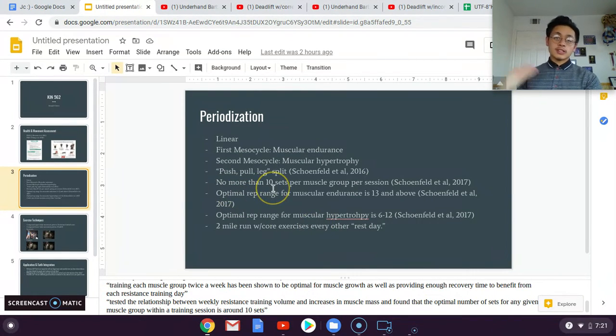And then to get more in depth, I chose to do no more than 10 sets per muscle group per session because, again, according to Schoenfeld and colleagues, they conducted another study that tested the relationship between weekly resistance training volume and increases in muscle mass, and found that the optimal number of sets for any given muscle group within a training session is around 10 sets. And as you can see, let's go ahead and see my program.